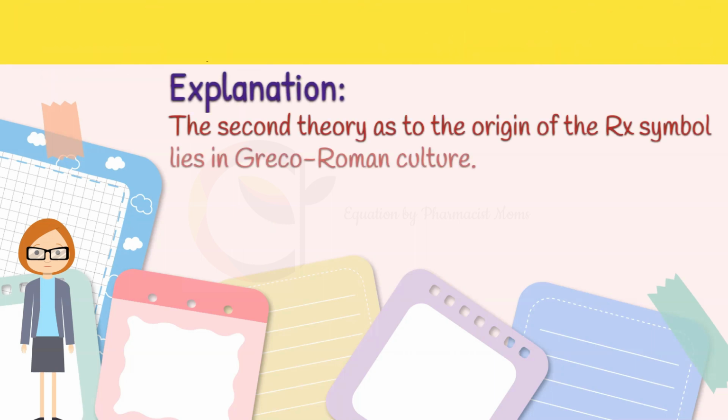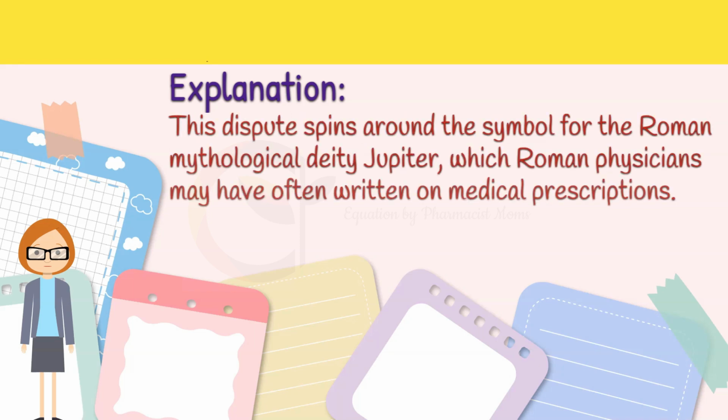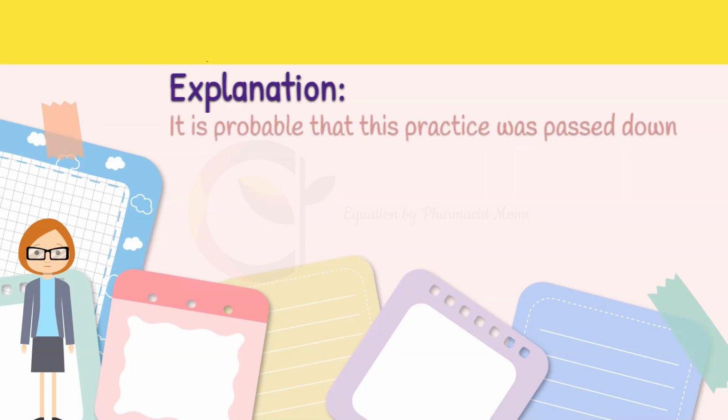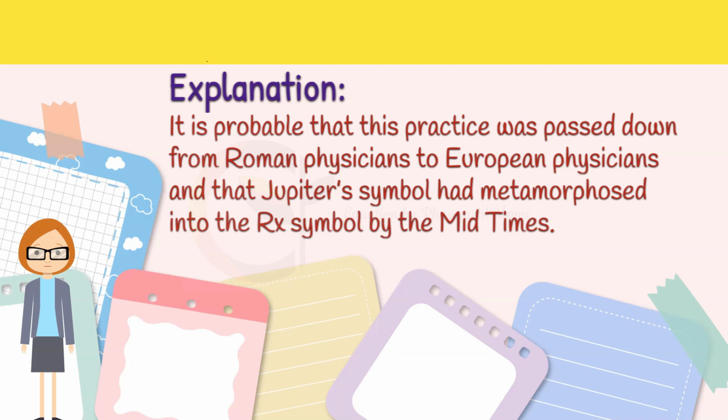The second theory, as to the origin of the Rx symbol, lies in Greco-Roman culture. This dispute spins around the symbol for the Roman mythological deity Jupiter, which Roman physicians may have often written on medical prescriptions. It is probable that this practice was passed down from Roman physicians to European physicians, and that Jupiter's symbol had metamorphosed into the Rx symbol by the mid-times.